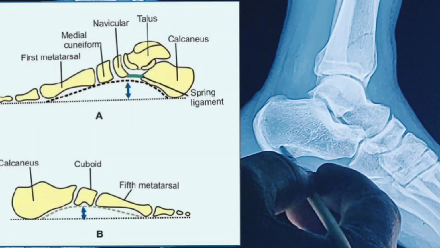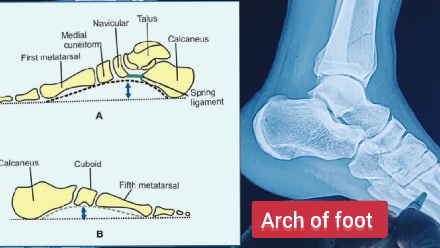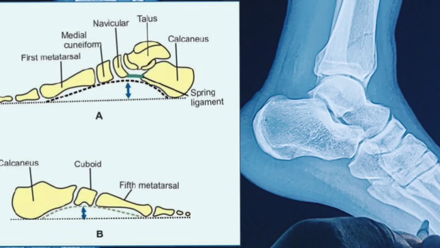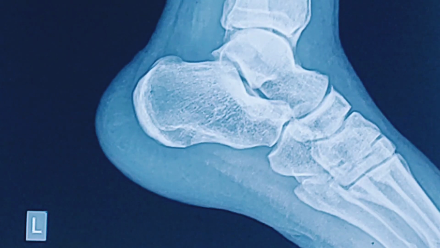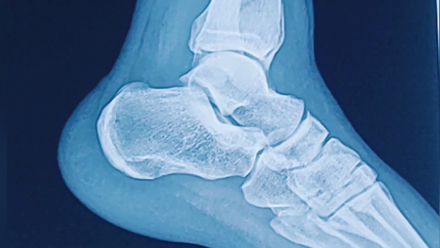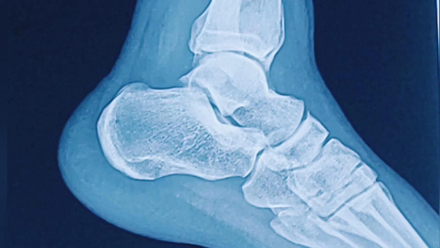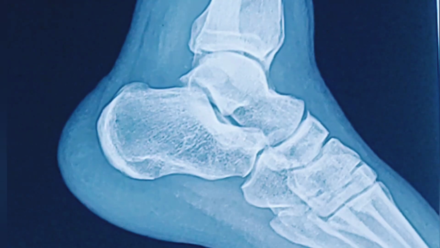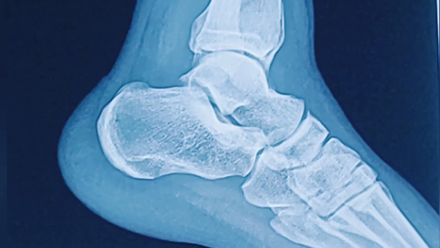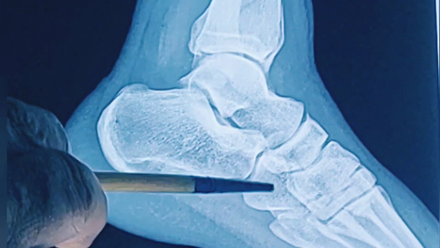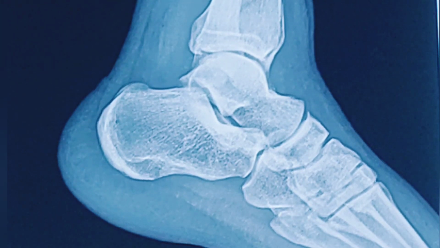You can see this is the arch of the foot. This is forming the arch, the medial longitudinal arch and the lateral longitudinal arch. In the medial arch, the head of the talus is the most vulnerable part, and in the lateral arch, the calcaneocuboid joint, this one, is the most vulnerable part.